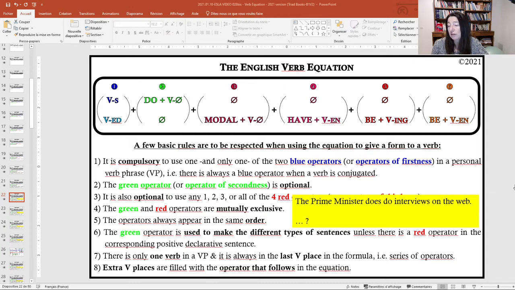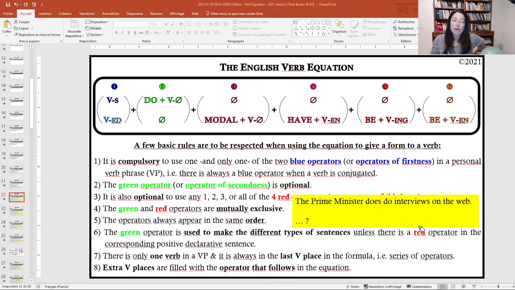So what we do is that we put the verb in the last V place. So the verb do here is going to be in the last V place, and the operator do plus V0 is going to be combined with VS, with the operator of the present. And that's how we get he does do, the verb base here, interviews on the web.